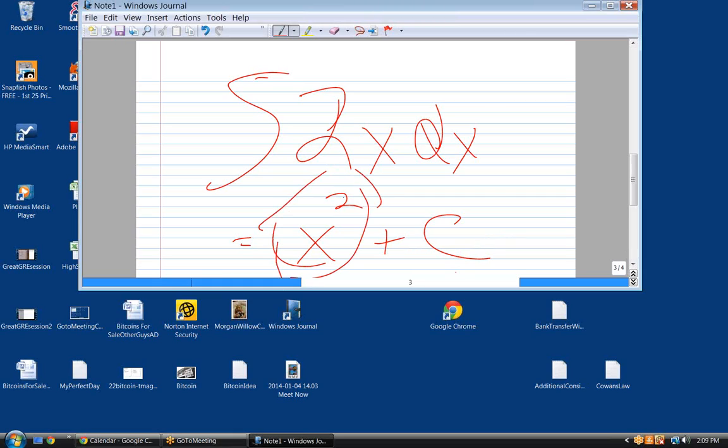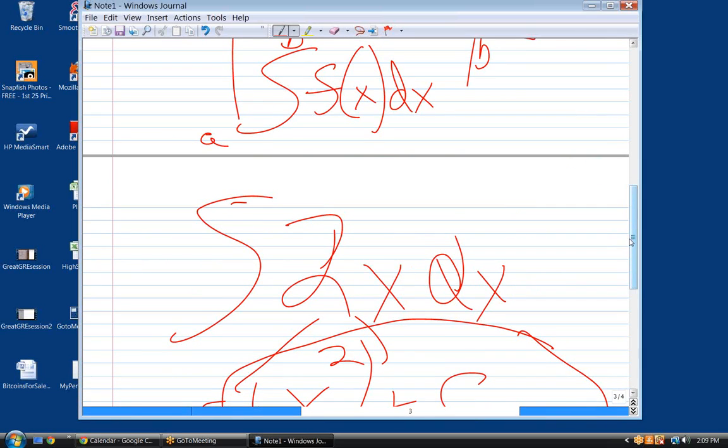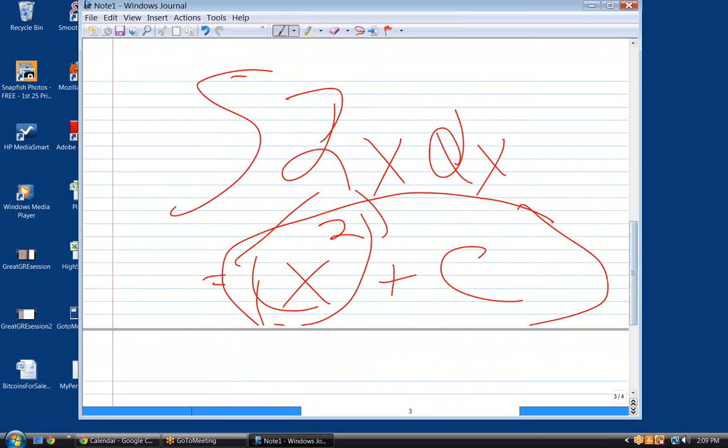Now, the reason we have a plus c is because if we take the derivative of that, we get 2x, regardless of what c is. In other words, when you're taking an indefinite integral, you actually have an infinite number of answers that are all correct. Remembering that if you take the derivative of a constant, you get 0. So the integral is the antiderivative.